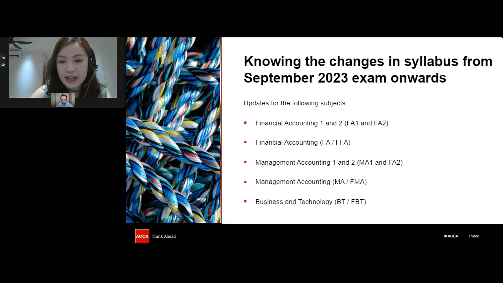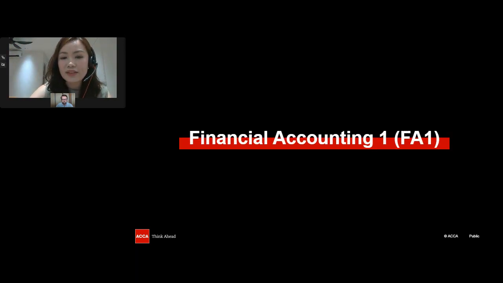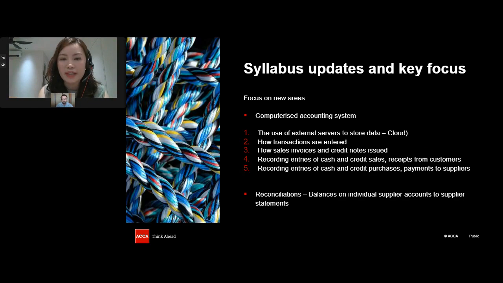So let's have a look at, for instance, knowing the changes. Now we understand that the change comes in from the FA first. We're talking about FA1 right now. And let's have a look at the syllabus update and the key focus. Now, as mentioned by Mr. Matthew, we understand that the paper-based accounting system has become less common nowadays with the shift away to the computerized accounting system. So as a result, we get to see the focus now on the new areas for the syllabus, which include the following.